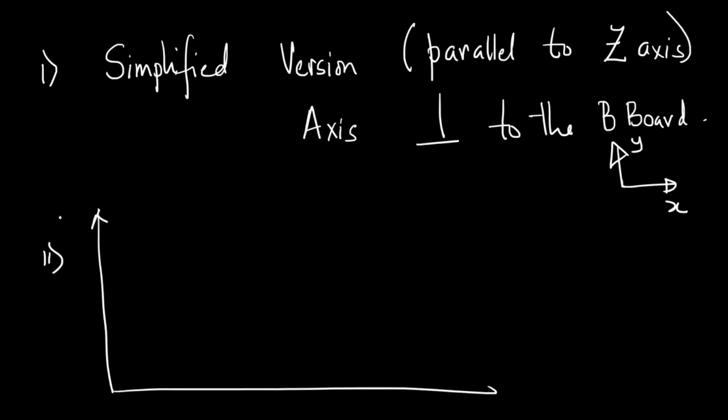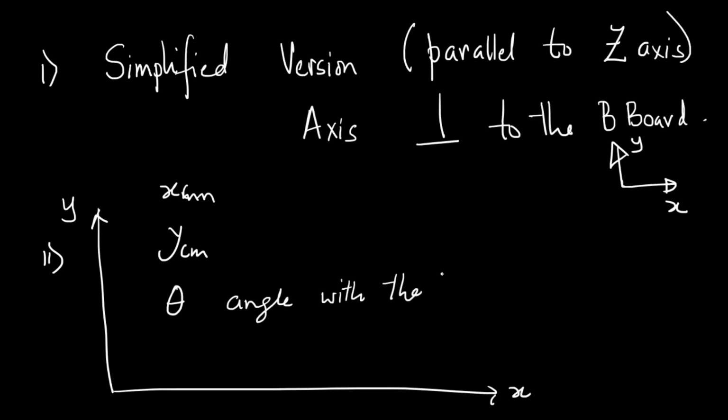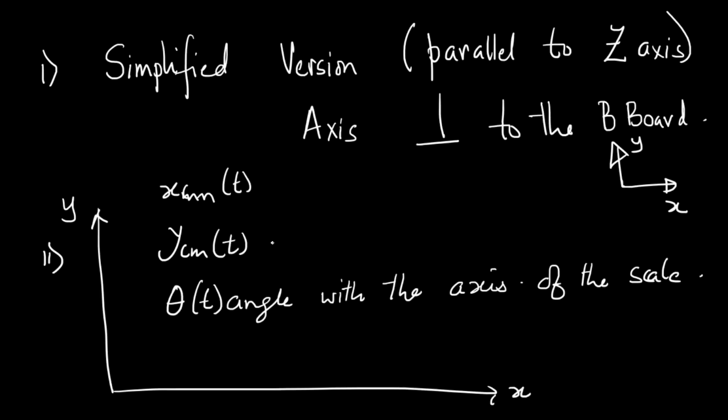Now with this notation firmly in your mind, you have a coordinate system. What you're trying to do is predict the x center of mass, y center of mass, and theta, which is the angle, let's say, with the x-axis of the scale. So with these, the question to ask is, can you predict? And the answer is yes. And that's what we have to learn slowly.